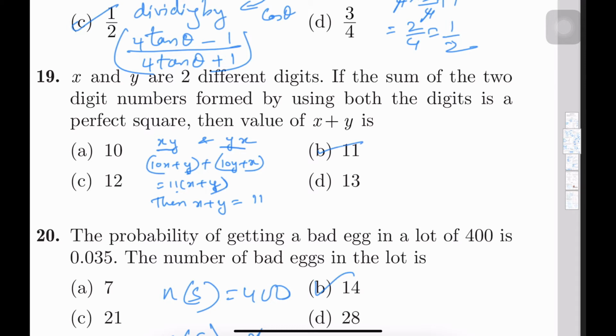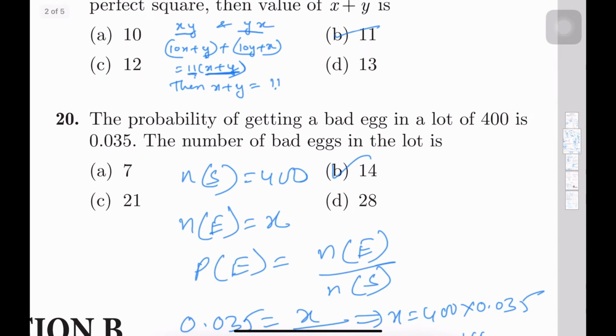Now the value of x plus y: if the sum of the two numbers formed by using both the digits is a perfect square, then 11, if it is multiplied with 11 only, you will get a perfect square. So the value of x plus y will be nothing but equal to 11. So you will get 11 squared over there.